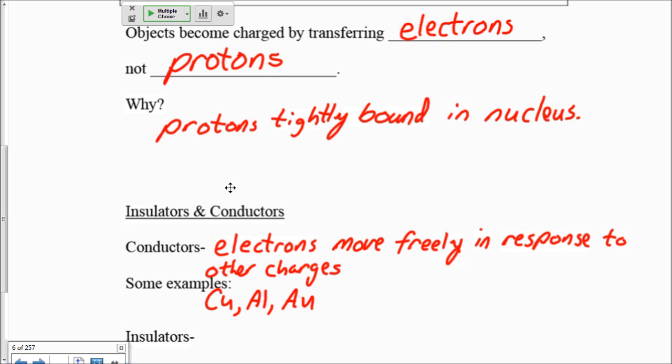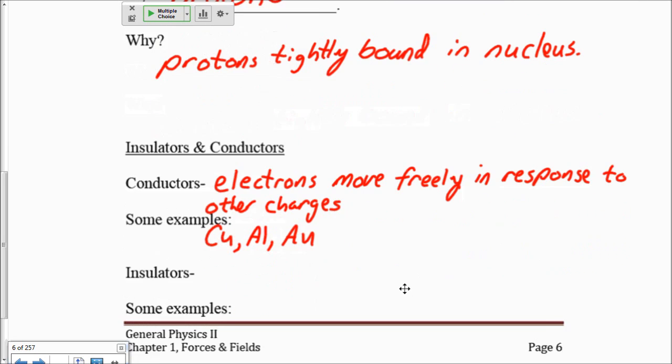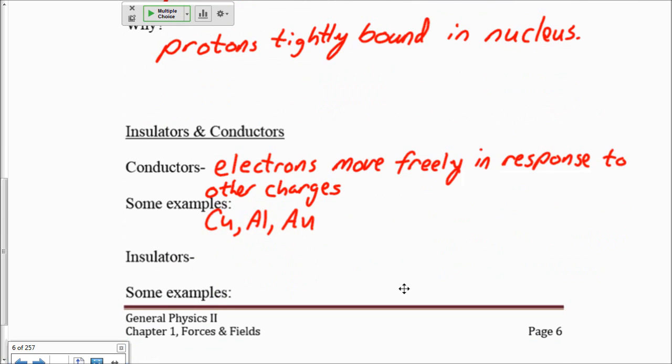All right. So most metals are good conductors. Insulators, electrons do not move freely.